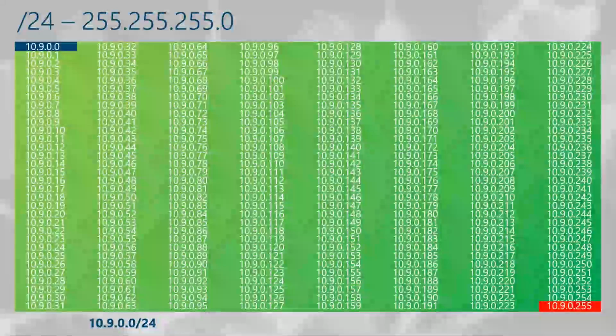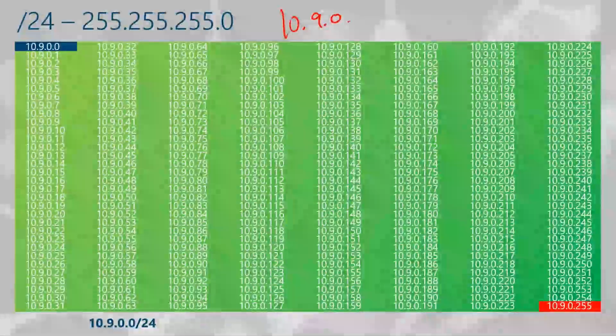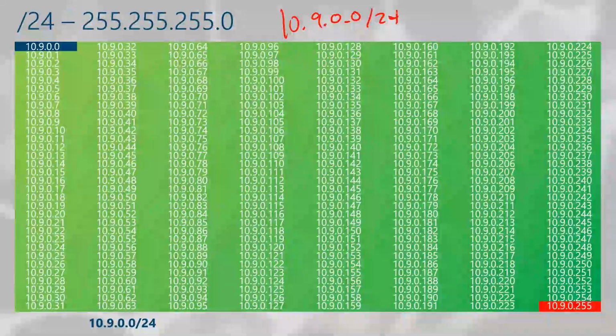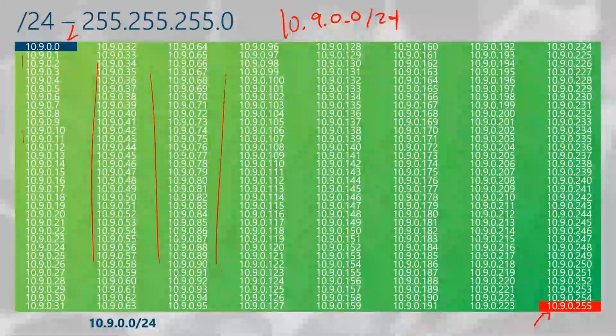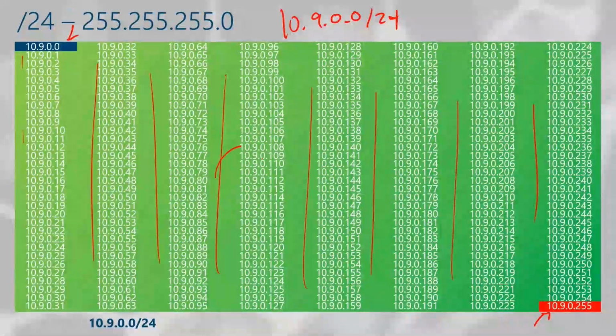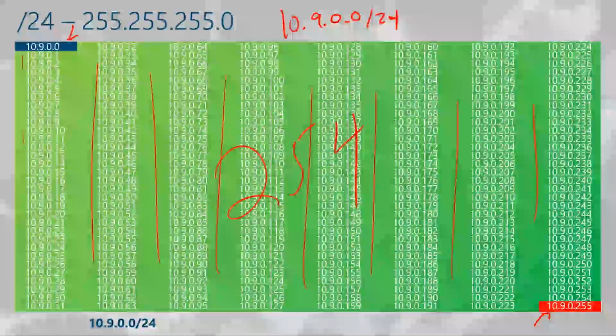Going to get out of the way. Here you go. There it is. So what particular network is this? This is the 10.9.0.0/24 network. There's your network ID. There's your directed broadcast address. There's all of your usable addresses, every single one. There's 254 usable addresses in there. All of them are listed right now.